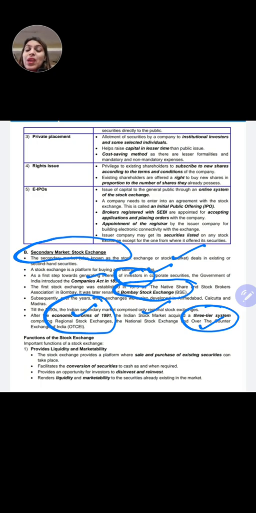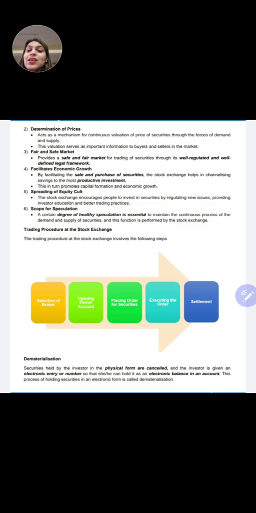Moving to the next topic, we have the functions of stock exchange. As you can see, the first function is that it provides liquidity and marketability. Liquidity means securities can be easily sold and purchased in the market. Next, it determines the prices. The stock exchange keeps an eye on the demand and supply of the securities. It also creates a mechanism for valuation of these securities, and hence it determines their price.